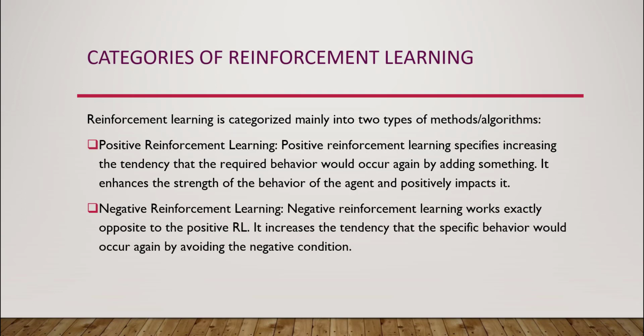Positive reinforcement learning specifies increasing the tendency that the required behavior would occur again by adding something. It enhances the strength of the behavior of the agent and positively impacts it. Negative reinforcement learning works exactly opposite to positive reinforcement learning. It increases the tendency that a specific behavior would occur again by providing a negative condition.